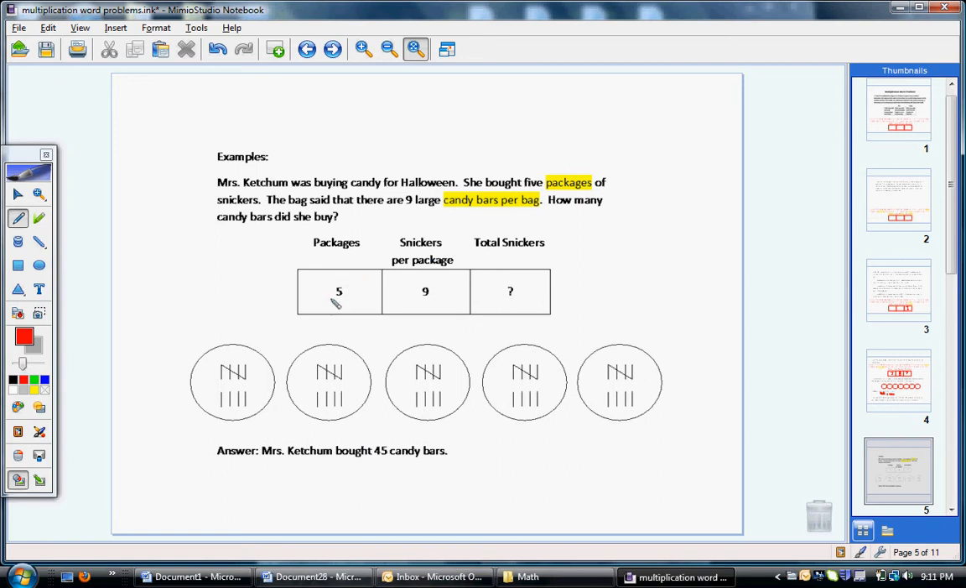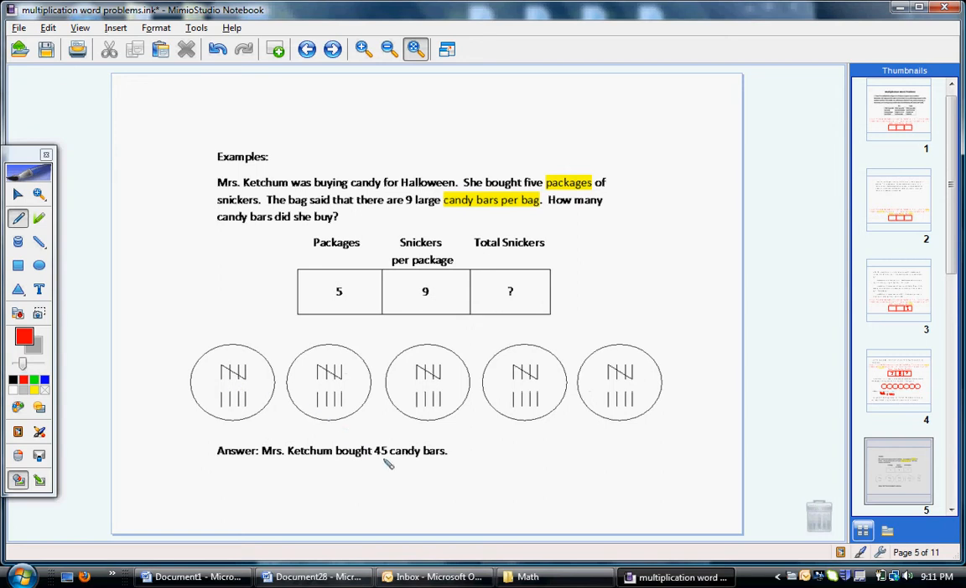I remember the first number tells me how many groups. 1, 2, 3, 4, 5. And the second number tells me how many need to go in each group. 9 here, 9 here, 9 here, 9 here, and 9 here. When I count them all up together, I can see that there are 45 candy bars.